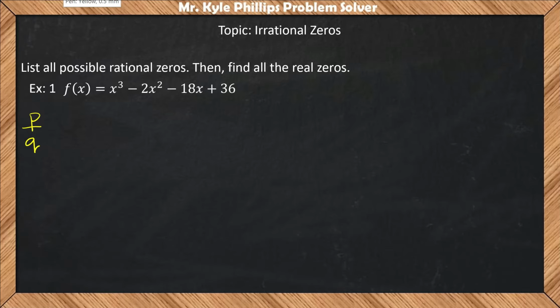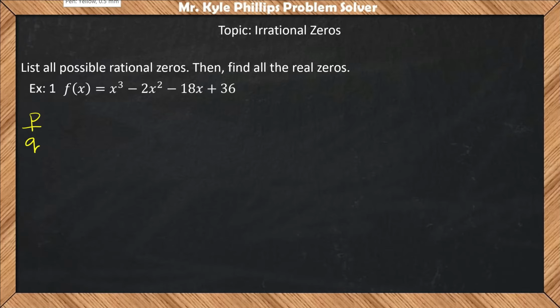Hey everybody. So in this video we're talking about irrational zeros. In this particular problem they want us to list all possible rational zeros and then find all the real zeros. In order to find all the possible rational zeros we're going to have to use the rational root theorem. The rational root theorem says to list out all of the factors of your constant term and divide it by all the factors of your leading coefficient.